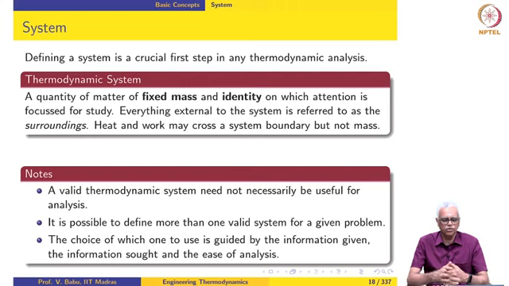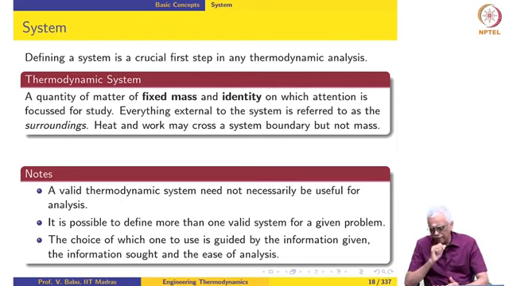for a given problem. So, the definition of a thermodynamic system for analysis of a particular problem is by no means unique. We can actually define several different systems for the same problem. As long as they are valid systems, each one of them can be used for the purpose of analysis. Normally, the choice of which one to use is guided by the information that is given in the problem, the information that is sought, and the ease with which we can do the analysis with the particular system. So, that is generally what determines which choice we actually use for carrying out the analysis.